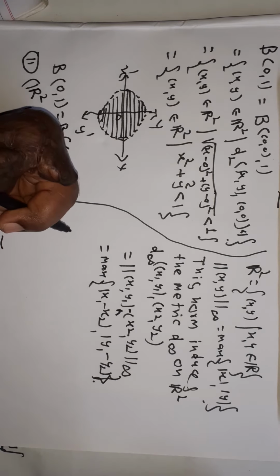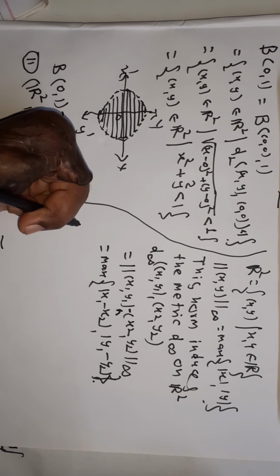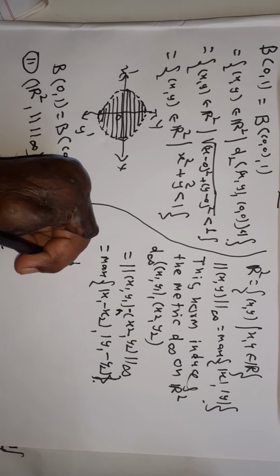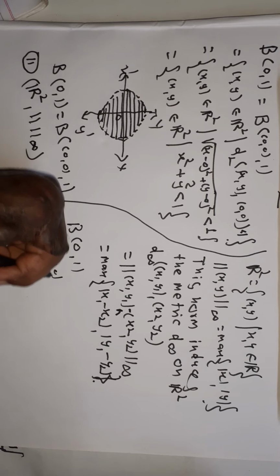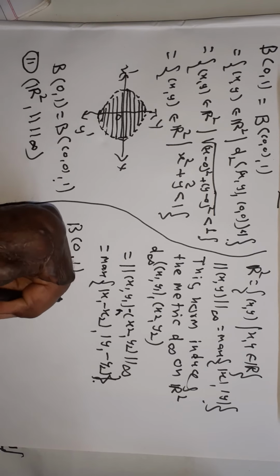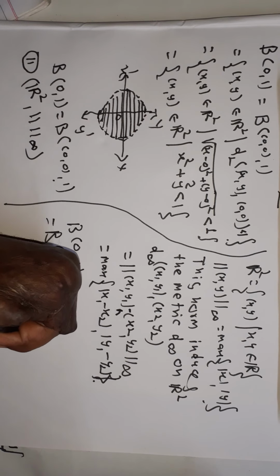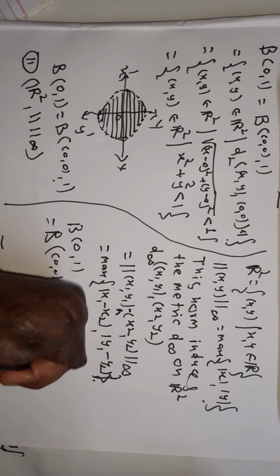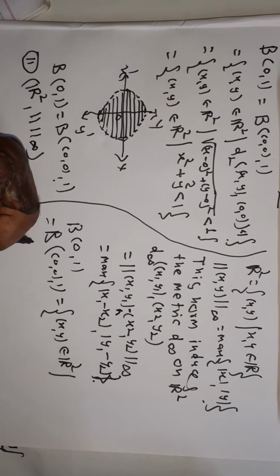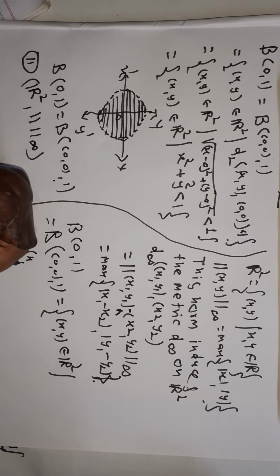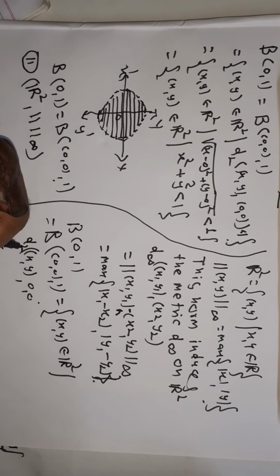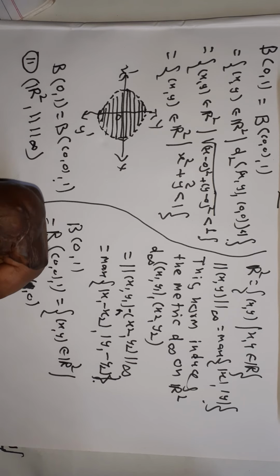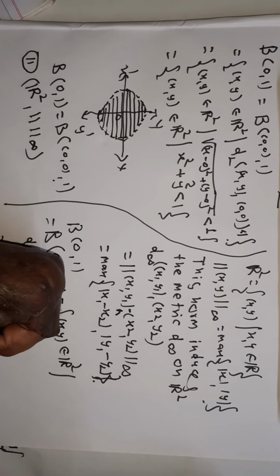Now, the ball centered at 0 and radius 1 is equal to the open ball centered at the point 0, 0 and radius 1, which is the set of x, y belonging to R2 such that the d infinity distance between x, y and 0, 0 is less than 1.